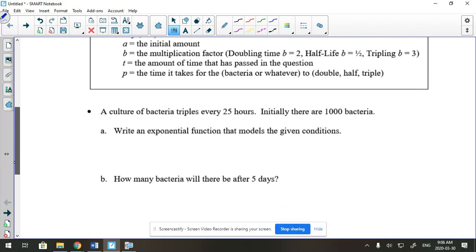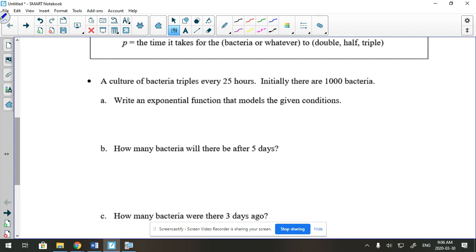So let's look at the first one. What I like to do first is organize my information. So I always write out, these are all my variables available to me. And then I like to read the question and fit it in where it goes, and it's way easier to fill in your formula.